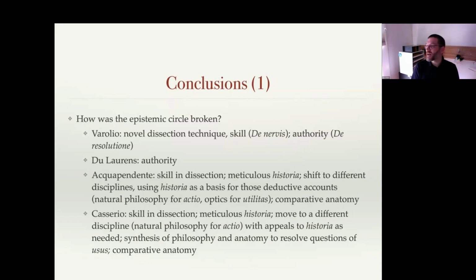The point of these works is not to aim for discovery or to necessarily provide the solid grounding. It's really an introductory text, in a sense. Now, with Acquapendente, we get the epistemic circle being broken in a variety of ways.